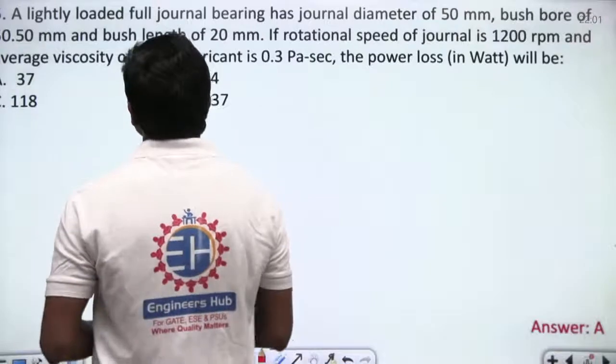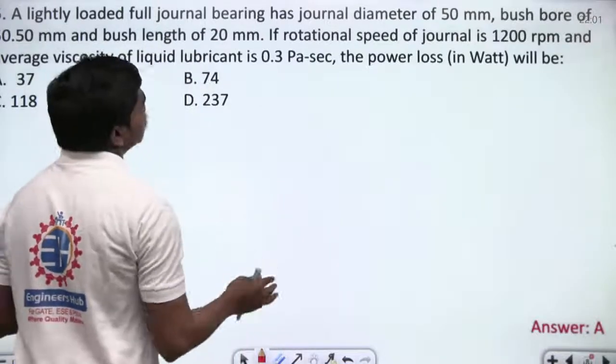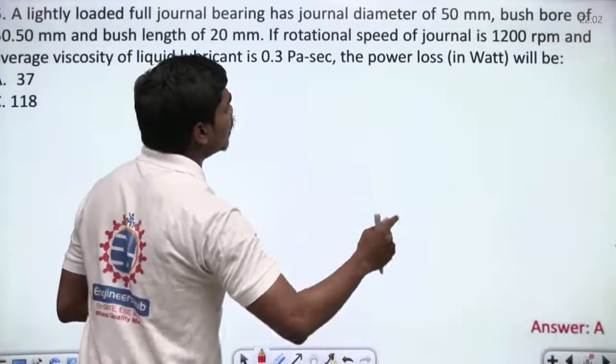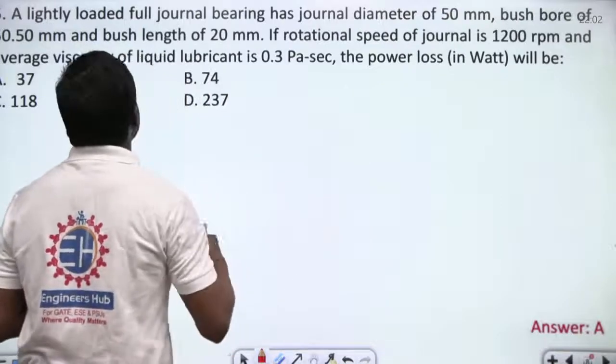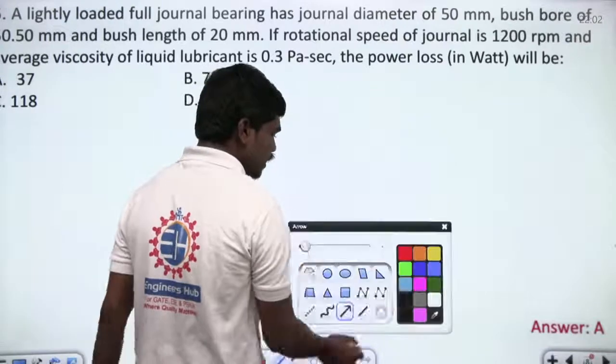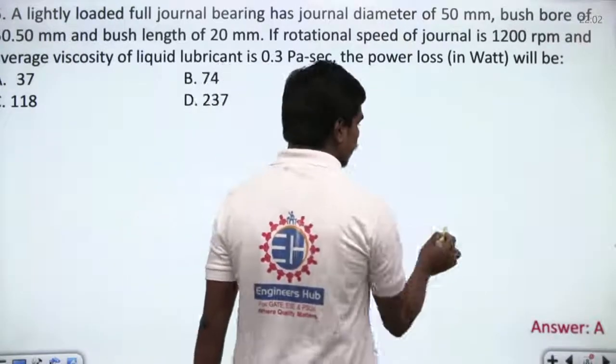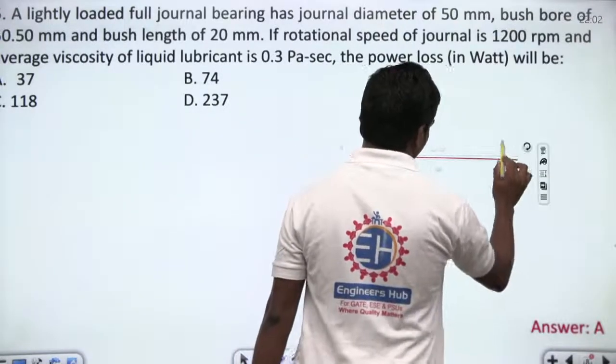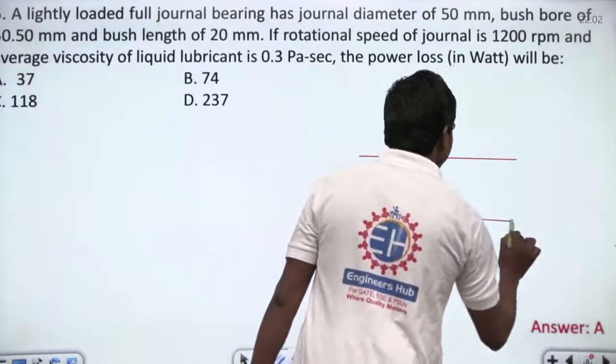Fine. This is one question. A lightly loaded full journal bearing has a journal diameter of 50 mm, bush bore of 50.50 mm and bush length of 20 mm. See here carefully. There is one journal diameter, and I have shown you this case, the journal case. So let us suppose this is some bush bore.